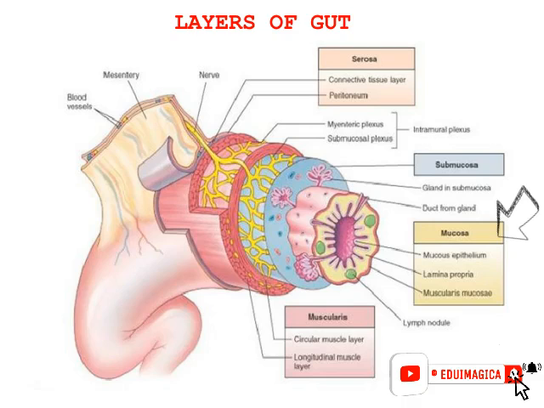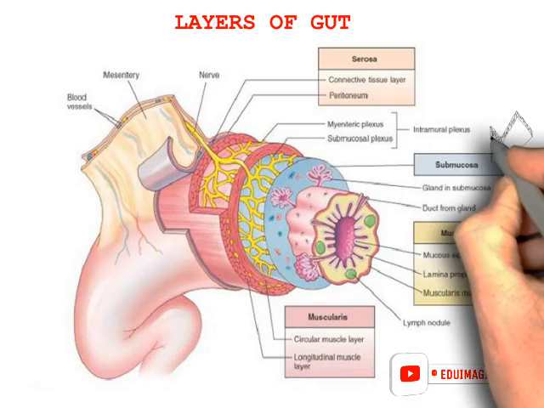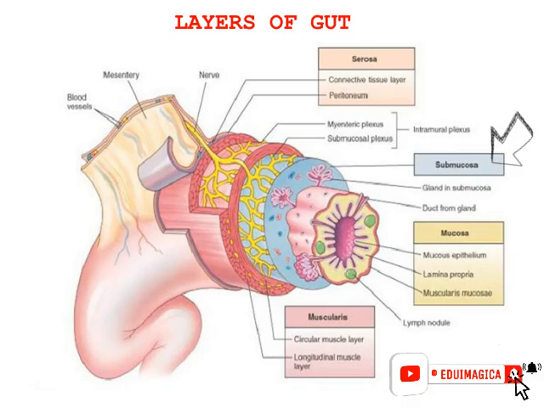It consists of an inner layer in which the muscle fibers are arranged circularly around the lumen, and an outer layer in which they run longitudinally. The Muscularis Mucosa extends into the mucosal folds. Now let's talk about the next layer, the Submucosa.